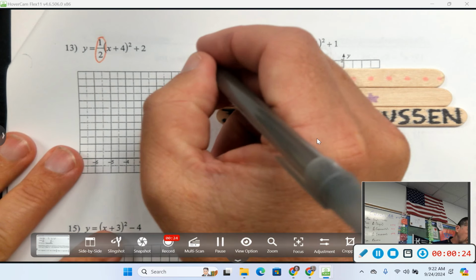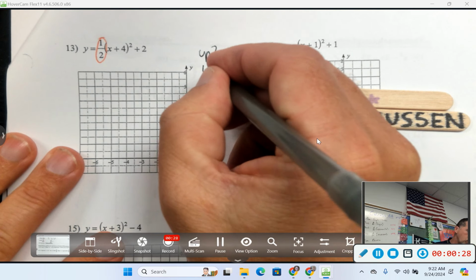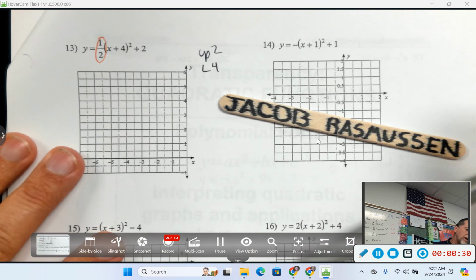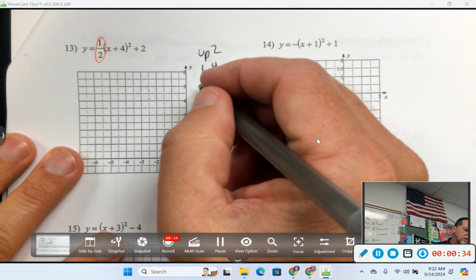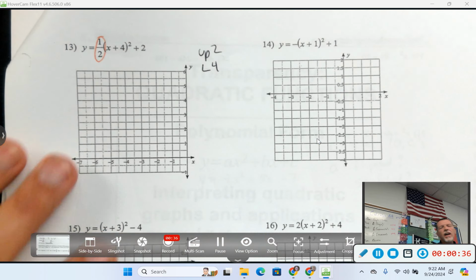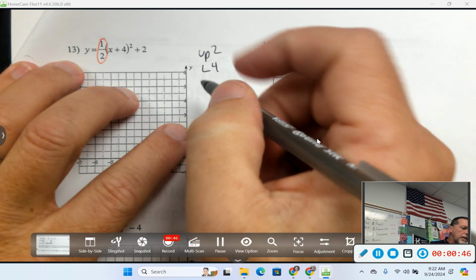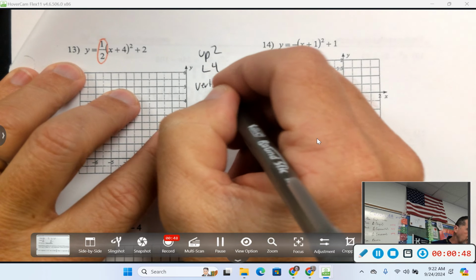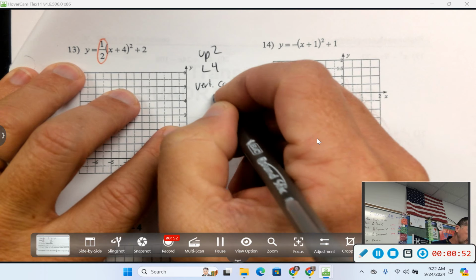Up 2. Caitlin, what else has happened? Left 4. Left 4. And Jacob, what else? The horizontal stretch is only if it's in there with X. So I know what you're saying. A vertical squish is a horizontal stretch. Let's go with vertical compression by 1/2.